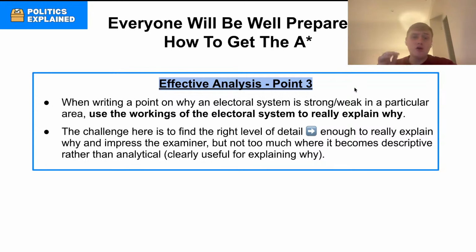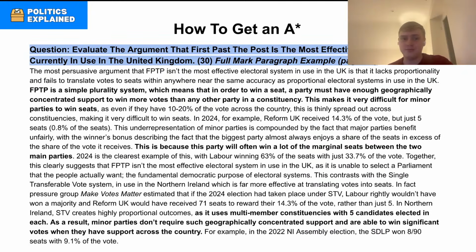Third point, when writing a point on why an electoral system is strong or weak in a particular area, use the workings of the electoral system to really explain why. This is why I explained them in such detail at the start of the webinar. We went through a couple of examples of how to do so. The challenge here is to find the right level of detail, enough to really explain why and impress the examiner, but not too much where it becomes too descriptive.